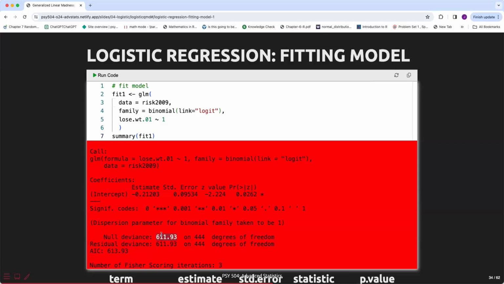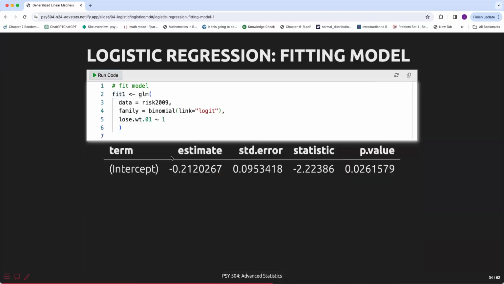So why are these two the same? They're both 611.93. Why would they be the same in this model? If the null deviance is the deviance for a model with no predictors, what model are we fitting here? Yeah, we're fitting a model with no predictors here, so they should be the same. So that's good. Everything is good. So let's go ahead and just run that model here.